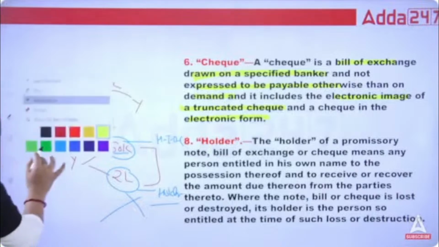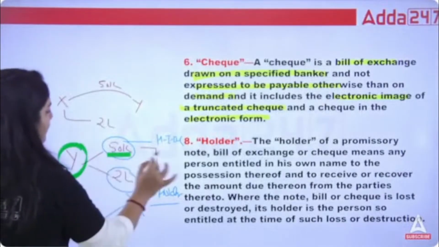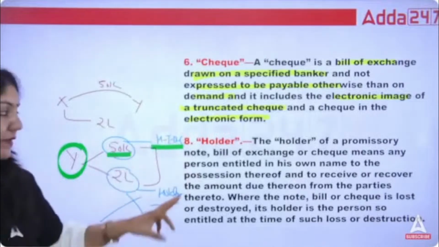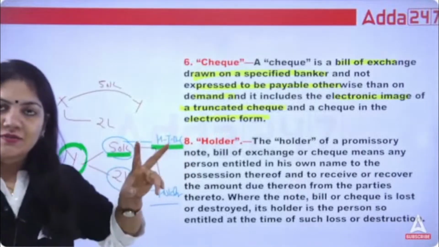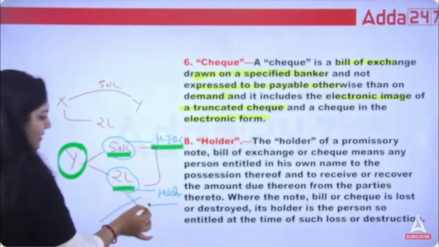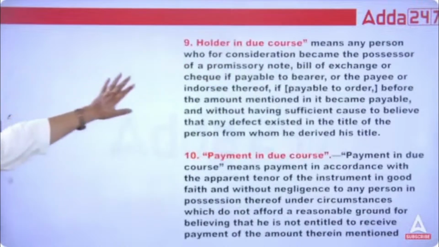As you can see, in the case of 50,000, Y is holder in due course, C for course, C for consideration. In the 50,000, the consideration is from both sides, but in the other only one side. This is called holder. So this is the basic definition of holder and holder in due course.